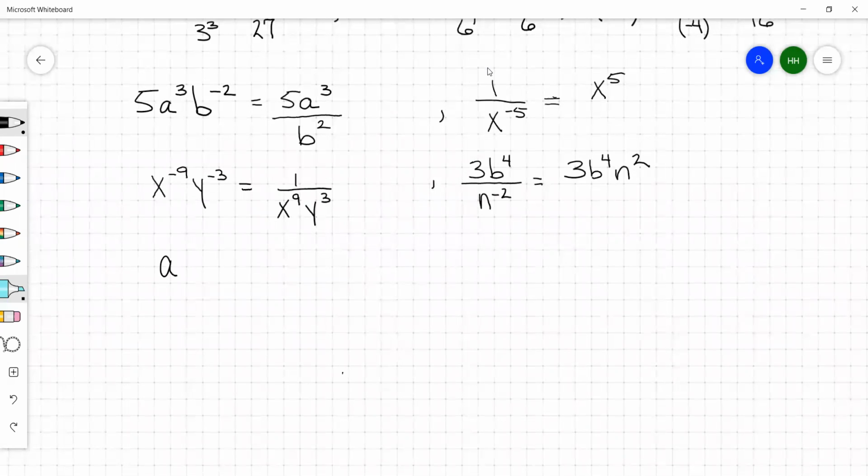If you had a to the -4th over b to the -5th, what would happen here? How do we get those exponents positive? Say that a little louder. You flip them. Exactly. You flip them. You put the a in the denominator and you make it to the 4th power. And the b goes to the numerator to the positive 5th power. Very good.